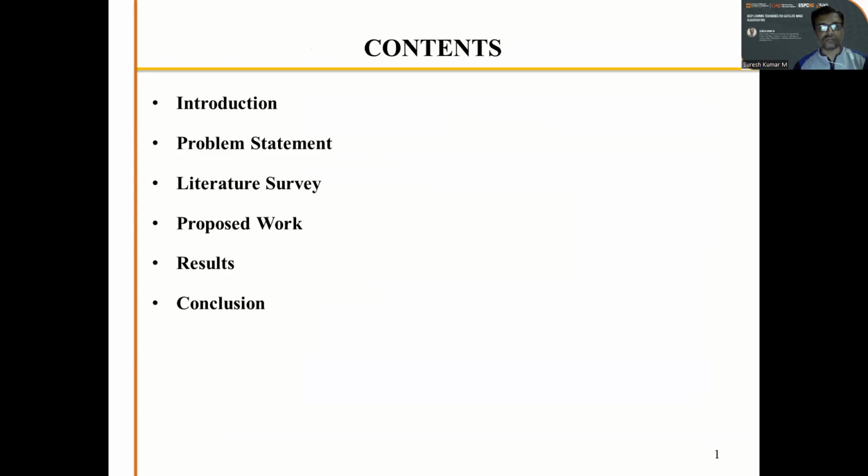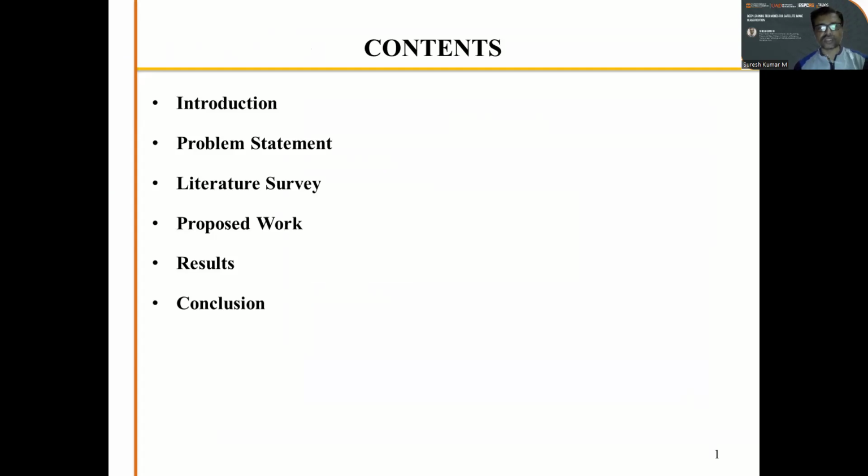Myself, Suresh Kumar M, Assistant Professor, Department of Information Science and Engineering, Dayanand Sagar College of Engineering, Bangalore. Today, I am going to present a paper on deep learning techniques for satellite image classification.